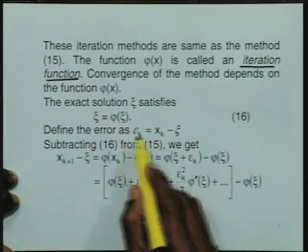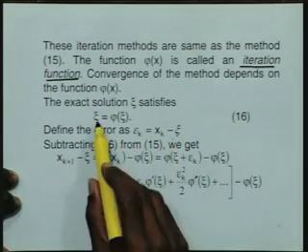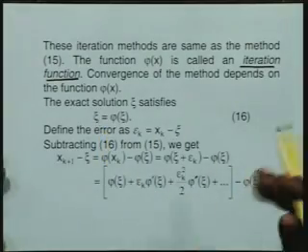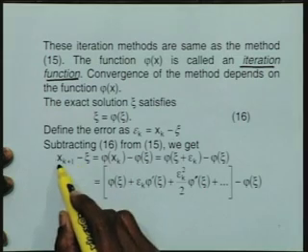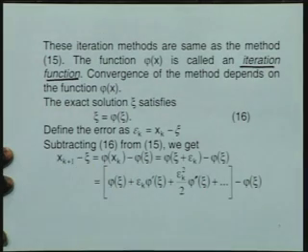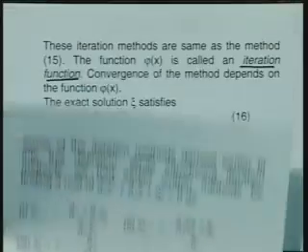So, we define the error as epsilon_k = x_k - xi. The exact solution satisfies x = phi(x), the given equation, so the exact solution satisfies xi = phi(xi). From this, I will now substitute this definition here, so that I will have x_{k+1} - xi. I am substituting this definition into the method that we have just defined, that is x_{k+1} = phi(x_k).